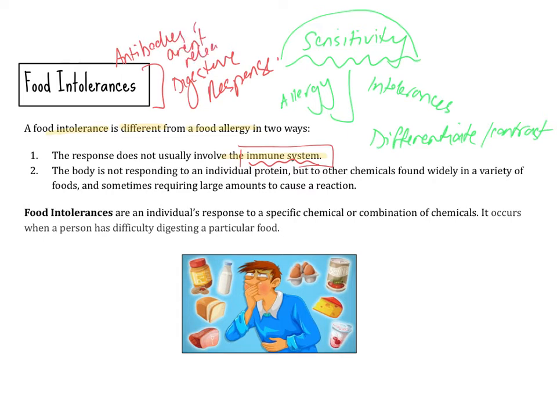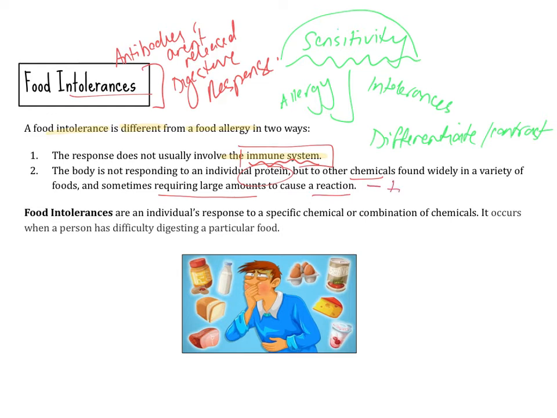Another important point is to note the part of the food that is actually being responded to with an intolerance. The body is not actually responding to an individual protein when a person has a food intolerance, but the person is responding to a chemical or a group of chemicals that are found widely in a variety of foods, and they sometimes require a large amount to cause a reaction. So a food intolerance does not involve the immune system, it involves the digestive system, and it involves more physical responses rather than an immune response. And it is not a response to a protein in a food, but rather a response to a group of chemicals in food. It therefore requires larger quantities of the chemical to be ingested for the reaction to occur.